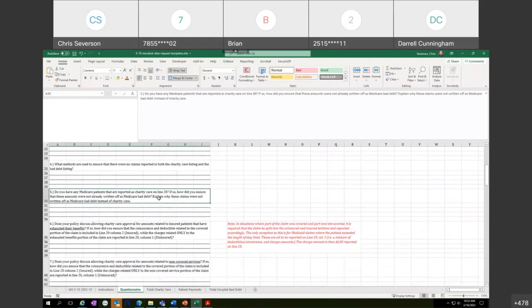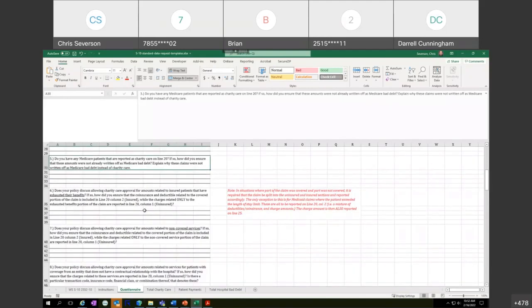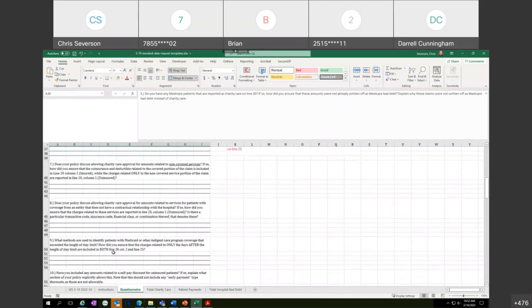The line 20, or Medicare, do you have any Medicare charity care amounts? And if so, explain why they were not written off as Medicare bad debt. Does your policy allow exhausted benefits? Does your policy allow non-covered services? Because again, as part of the audit, we need to look at the policy before we can allow that amount. Here's the non-contractual relationship. Do you have that in your policy, and how do we find it? Medicaid length of stay limit. Do you allow self-pay discount? If so, then it can be allowed.